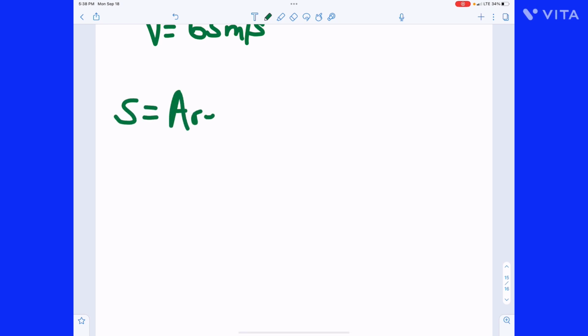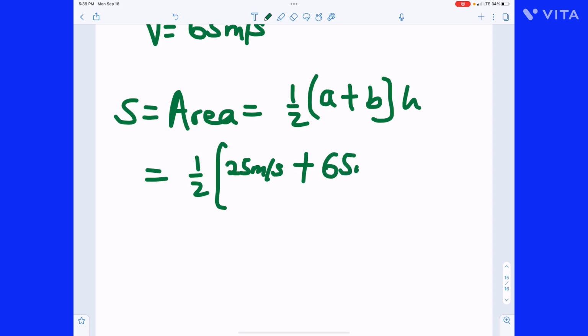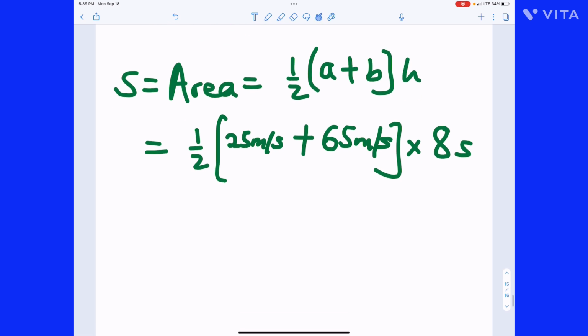Area, the distance traveled is the area under the trapezoidal graph, which is half (a + b) times h. So half times a is what? 25 meters per second. B is what? 65 meters per second. Then h, the perpendicular height, is what? 8 seconds.